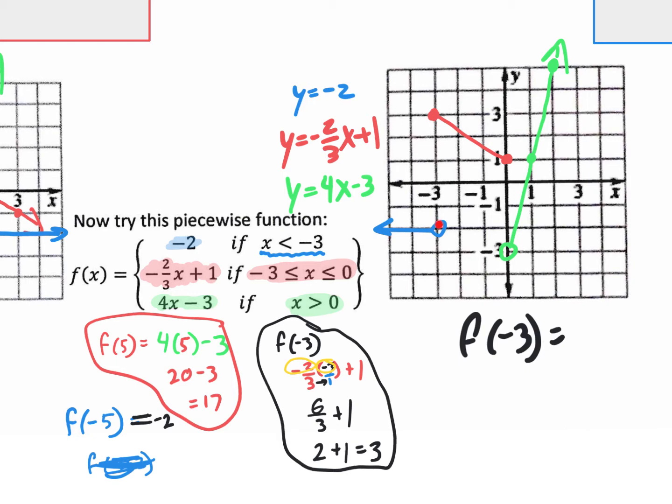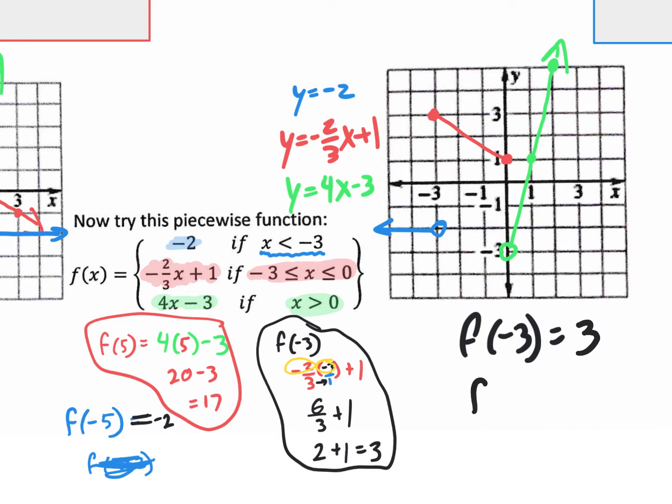This is an open dot. That means it doesn't include it. Up here it's a solid dot. So at negative 3, where are we at? We're at positive 3 on the y. This is the coordinate negative 3, positive 3, isn't it? That really means that for the input negative 3, we get the output positive 3. So I could have just known the answer just by looking at the graph.